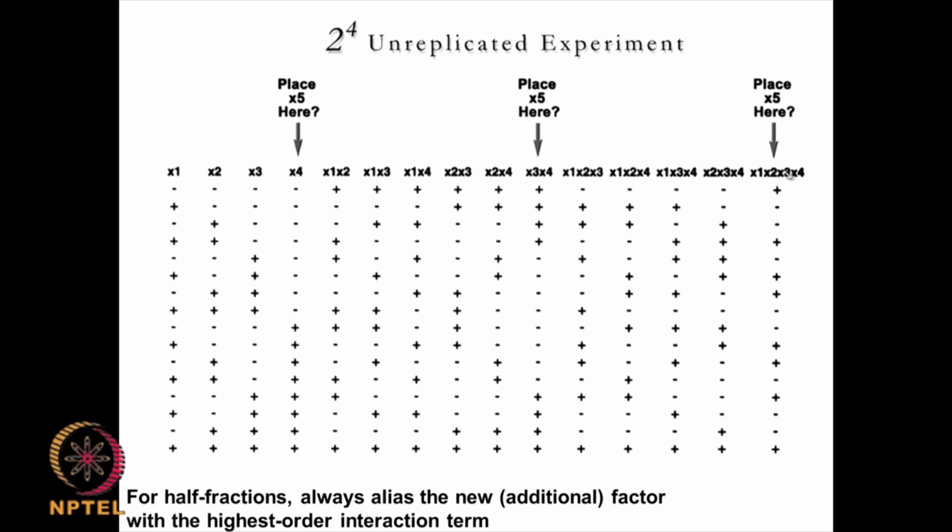The best place of course is here. You cannot place it here because it will become a resolution 3 design. You can try placing, but then you may have problems. So the best place is to always alias the new factor with the highest order interaction term. Here you are very safe. So x1, x2, x3, x4 is equal to x5. That is how your I equation, the aliasing equation, will look.